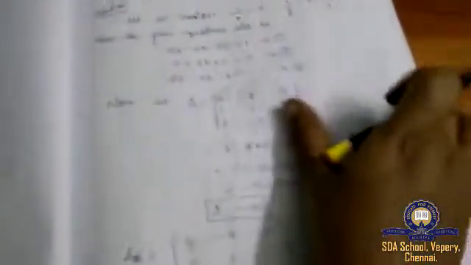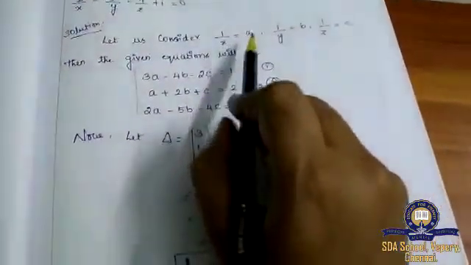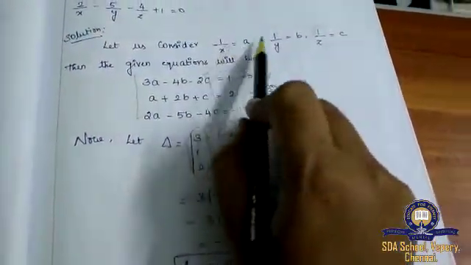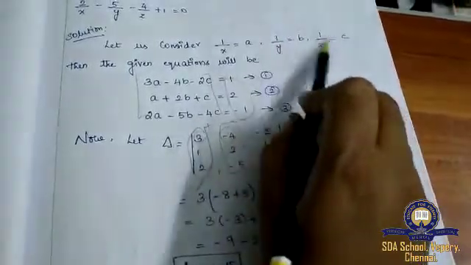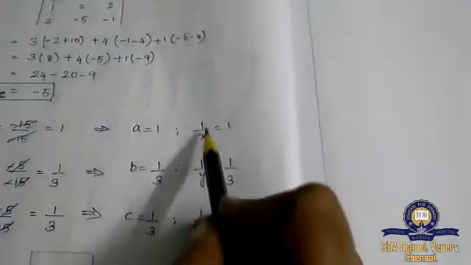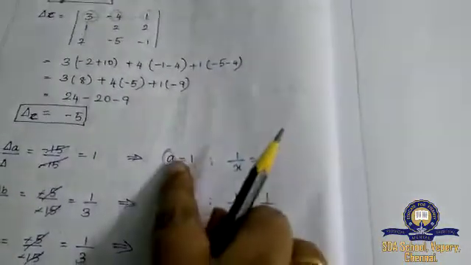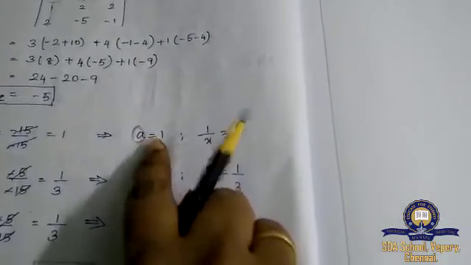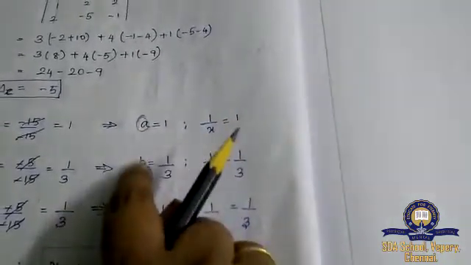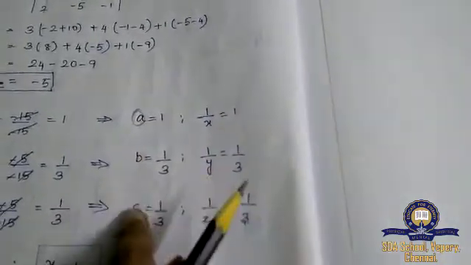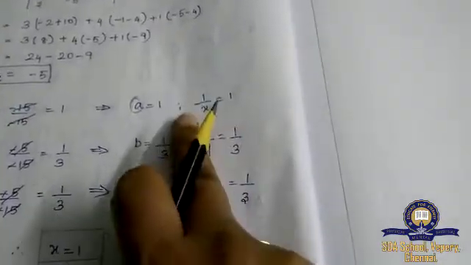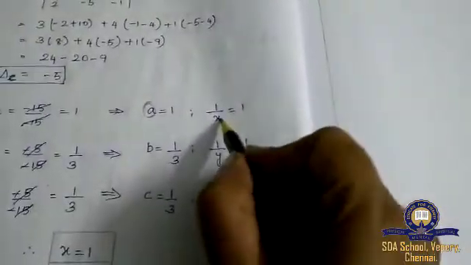But what is your A here? What I take my A as 1 by X, and B as 1 by Y, and C as 1 by Z. So what I'm going to do is, instead of A, I'm going to substitute my 1 by X value. So 1 by X is nothing but your A value. So instead of A, I'm substituting 1 by X, and B is 1 by Y, and C is 1 by Z. So from this, what is your X value?